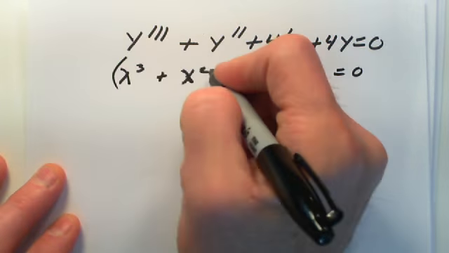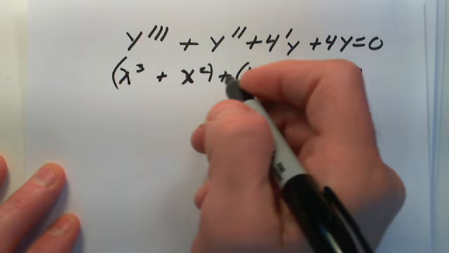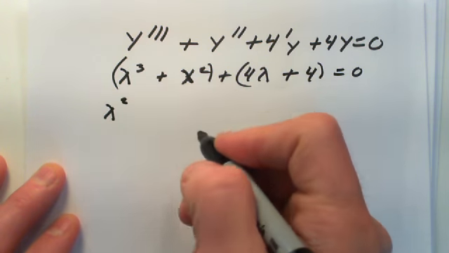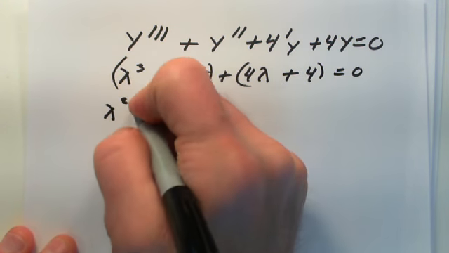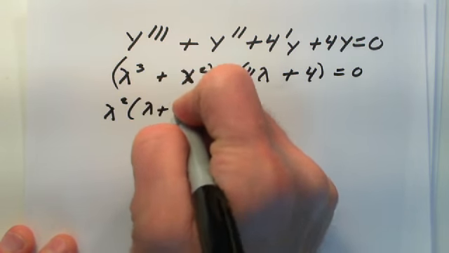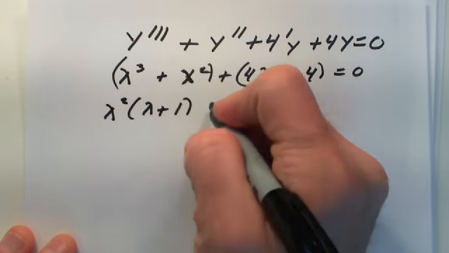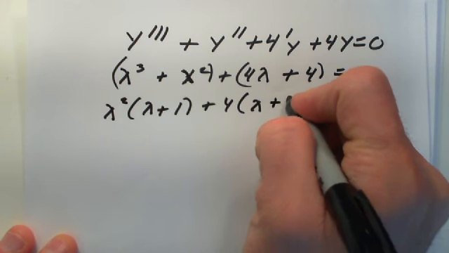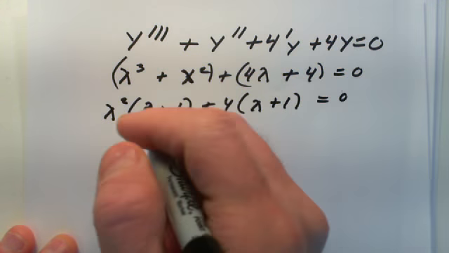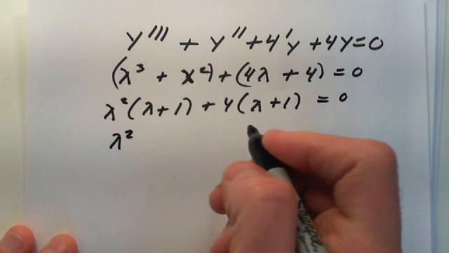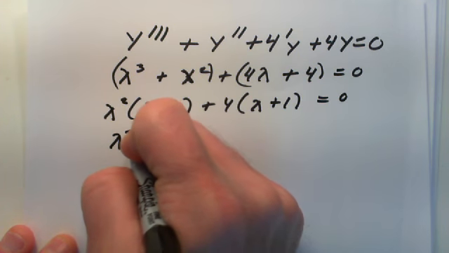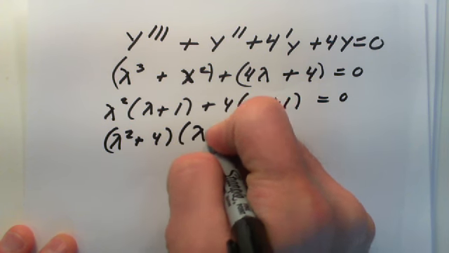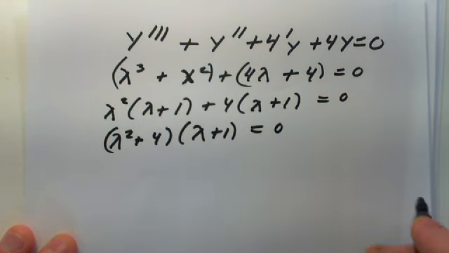Again, group this one here and group it here. We'll pull this one out. That'll give me a lambda squared that we can pull out of here. That'll leave me lambda plus 1 inside. We'll pull a 4 out of here. That's going to give me a lambda plus 1 is equal to 0. That's going to give me lambda squared plus 4 times lambda plus 1 is equal to 0.